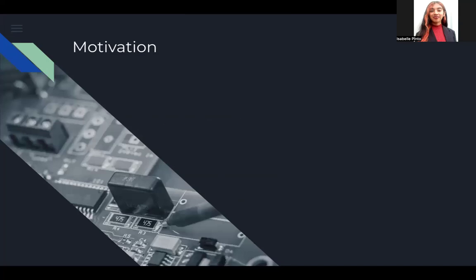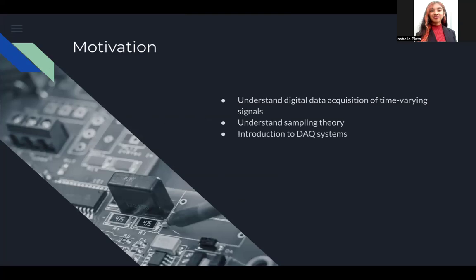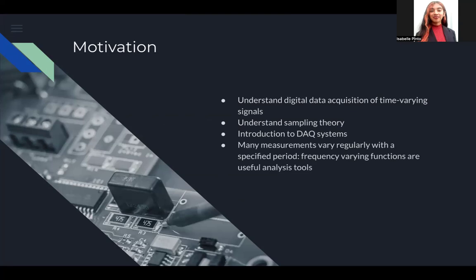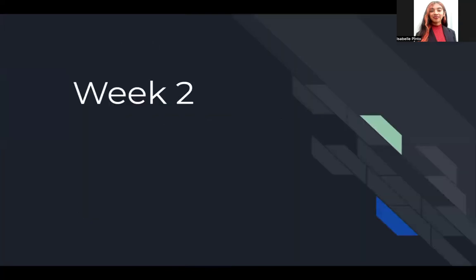Now, with regards to motivation for this experiment, it was to understand digital data acquisition of time-varying signals. It will provide an understanding of sampling theory and introduce students to DAC systems. And finally, in a larger sense, there are many measurements which vary regularly with a specified period, for example, sound waves. So frequency-varying functions are useful as an analysis tool.